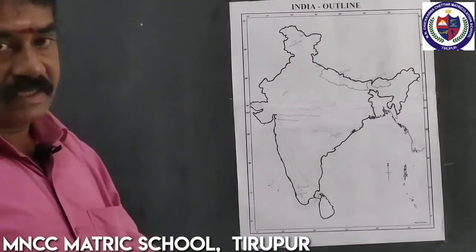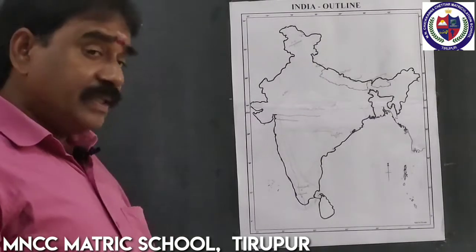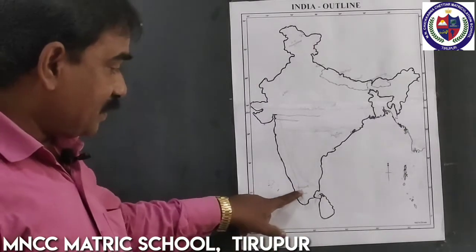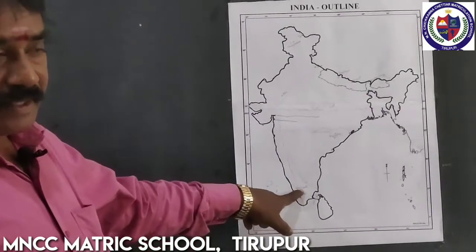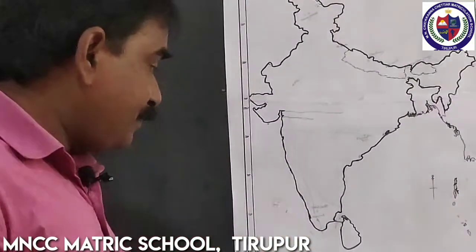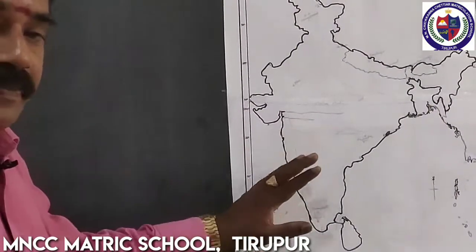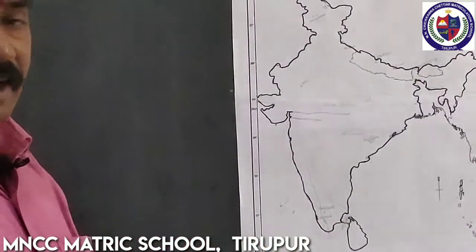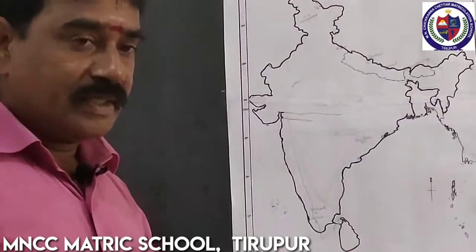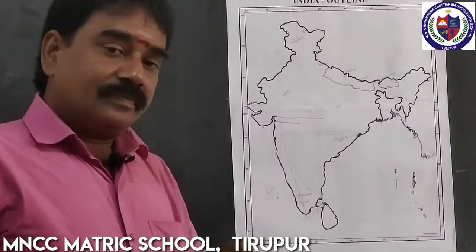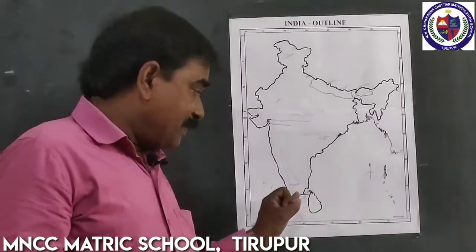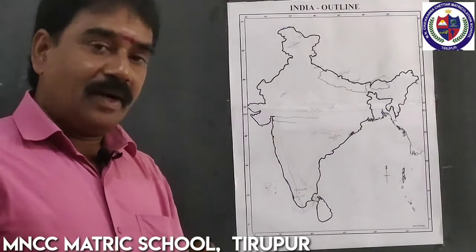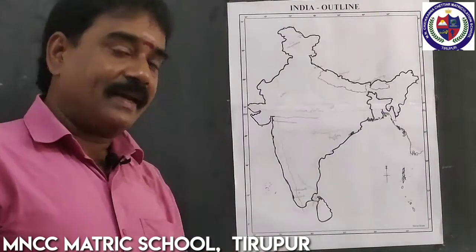Next we will come to peaks. The highest peak in Tamil Nadu is Dodabetta here. The highest peak in southern India is Anamudi. Please note it down. Both are peaks. Dodabetta is in Tamil Nadu and Anamudi is in Kerala.